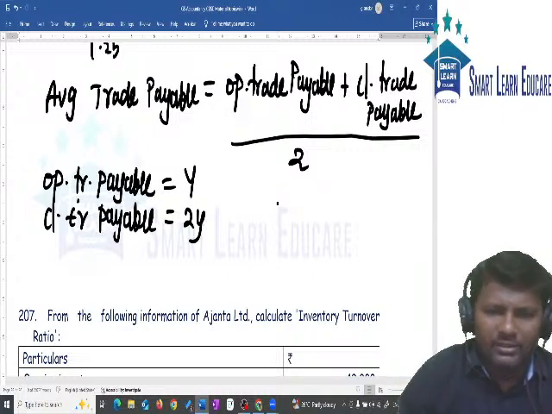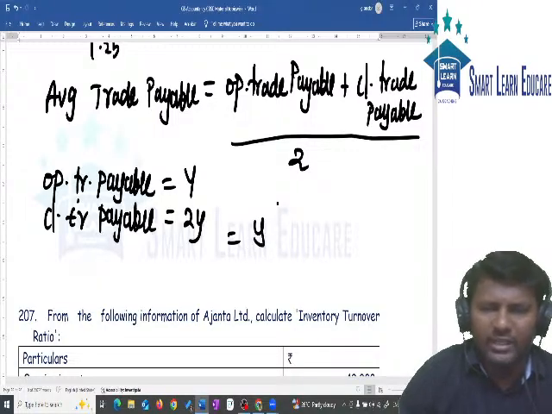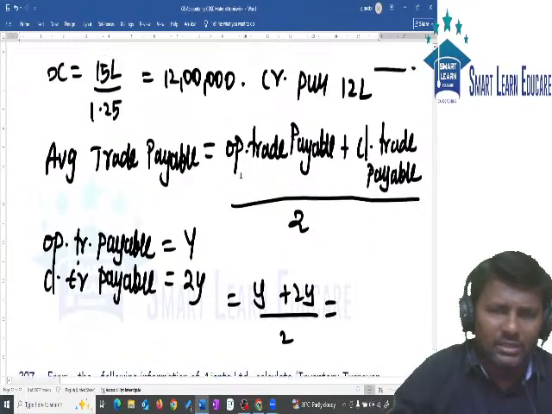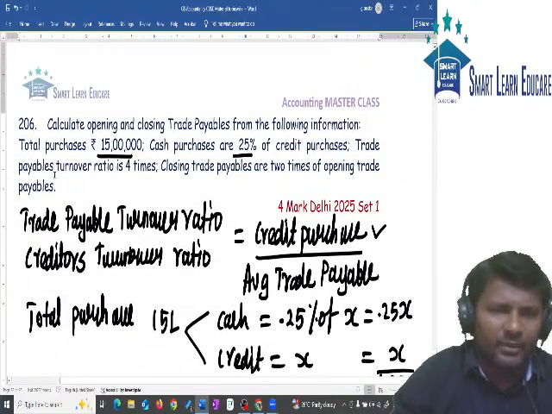Substitute the numbers. What is the opening trade payable given in the question? Not given, so Y. Y plus 2Y divided by 2 is equal to what? What is the answer for average trade payable?